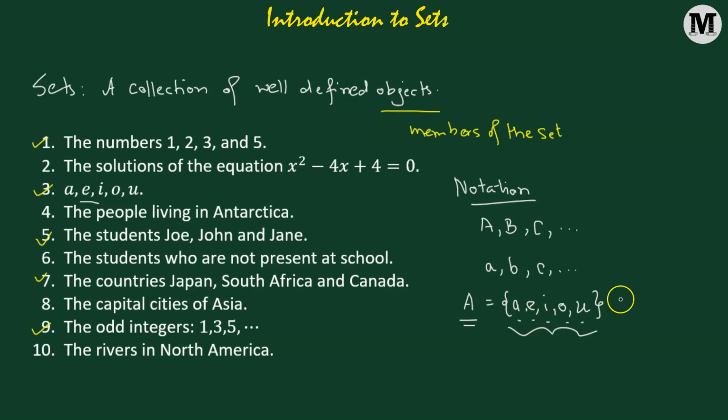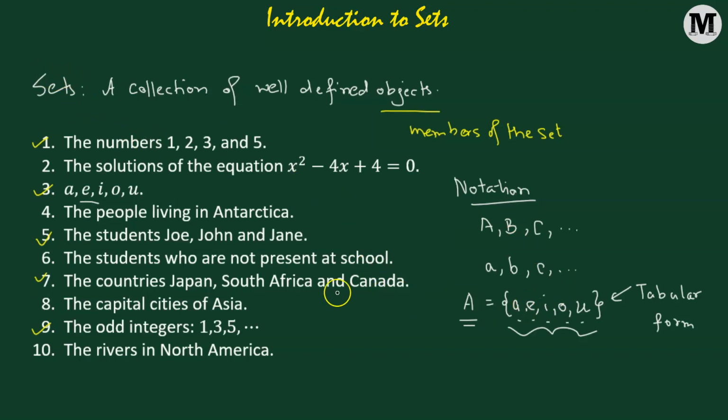Now this is a way of representing a set. This is referred to as the tabular form of a set. Tabular form means we have listed out all the elements of the given set, and then we have enclosed them within these two braces. So this is one way of representing a set. There is one more way. So let's talk about the other way.